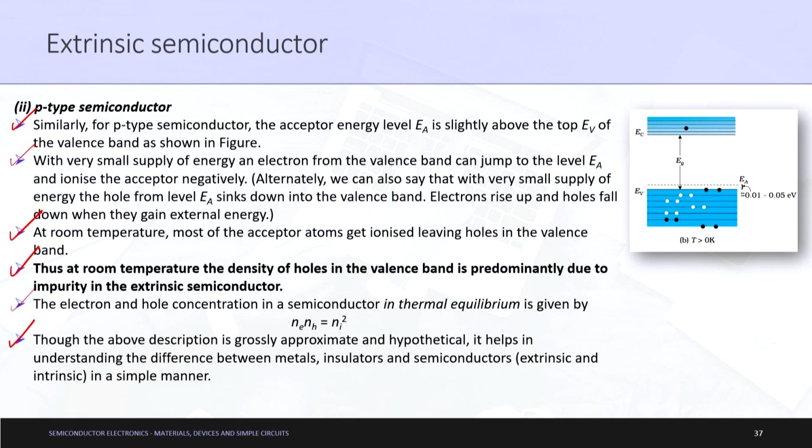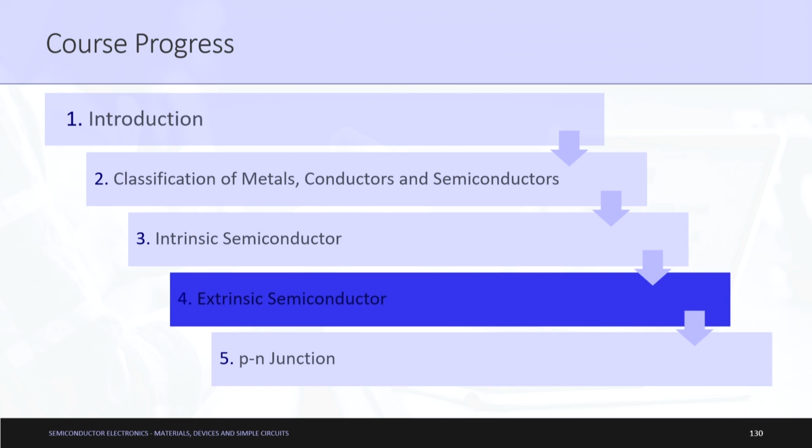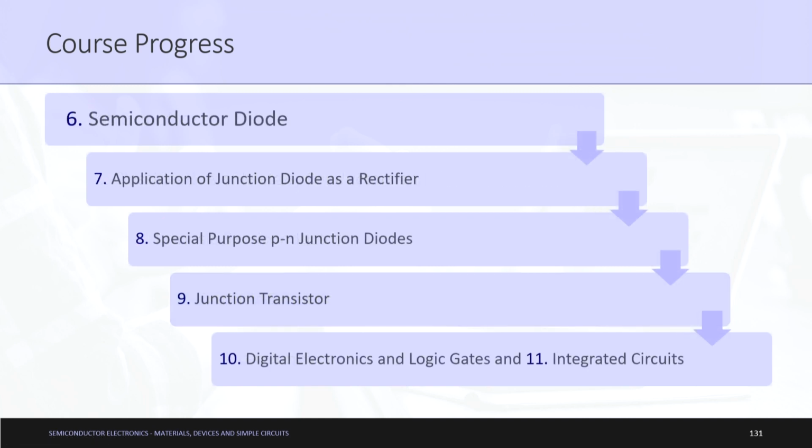So, the course progress till now: we have already completed the introduction part, the classification of metals, conductors and semiconductors, intrinsic concentration, intrinsic semiconductors, and right now we are on the fourth topic, that is extrinsic semiconductors. I guess only 10 minutes will be required for extrinsic semiconductors, and then we can move on to the PN junction. That is the course progress till now. We will keep on understanding every topic and then we can finally complete the semiconductor devices.